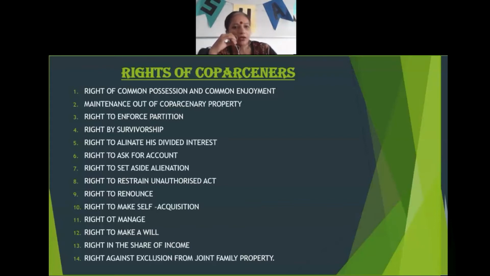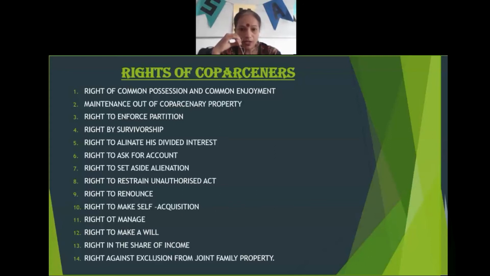Now next is the right to make self acquisition. What does the right to make self acquisition mean? What do you think? He has a right to acquire the same. Yesterday, one question was asked to me: if a child is staying with a widow mother, or with a divorcee mother, whether the child would have a right. If the coparcener property is not yet divided, then definitely the child would have a right to make a self acquisition in that particular property.